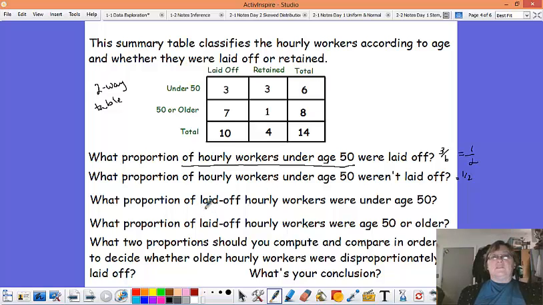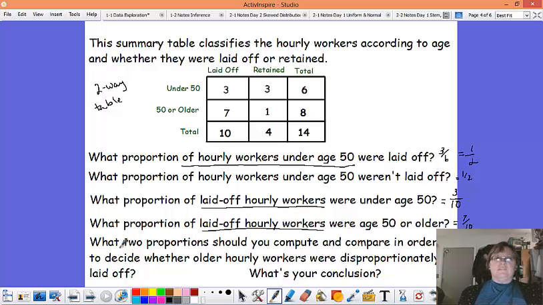The next series of questions ask us for the proportion of laid off hourly workers. So now we're in this column where there were 10 employees. So the bottom of our fraction is going to be 10. We're selecting from these 10. The proportion who were laid off but under age 50, only 3 of them. So 3/10 is that fraction. The proportion of laid off hourly workers then who were older, 50 or older, would be the remaining 7/10.